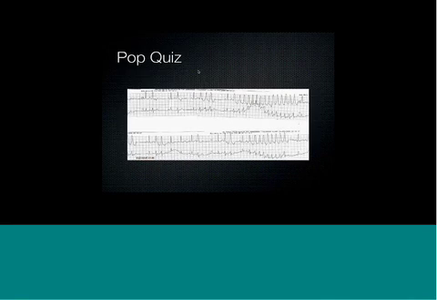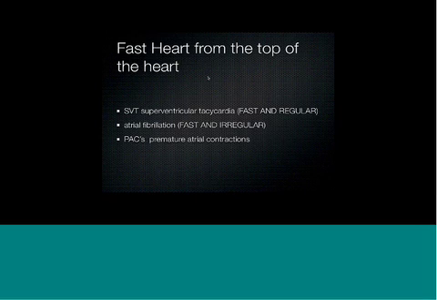All right, let's get going and start talking about fast heartbeats from the top part of the heart. There's 3 major ones. There's many more that you could break down. These are the 3 most common we'll talk about today. First one we call SVT, which stands for supraventricular tachycardia. Second, atrial fibrillation, fast and irregular. And third, PACs, which are premature atrial contractions. We'll talk about each one of these.